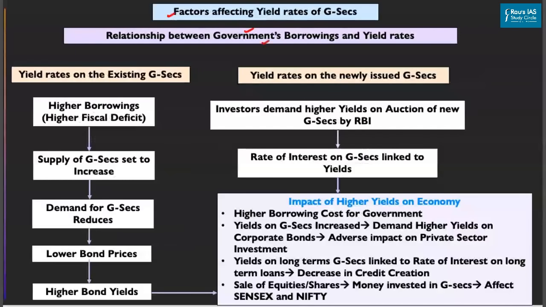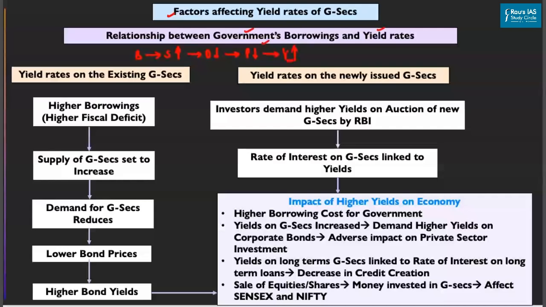So here basically how much money the government is borrowing, or how much money the government is expected to borrow, that in turn has an impact on the yield rates in the government securities. The logic is quite simple here. If the government is going to borrow more money through the issuance of government securities, obviously the supply of government securities is going to increase. As the supply increases, the demand for the government securities would reduce. Because of the decrease in demand, the prices of the existing government securities would reduce, and hence the yield rates on the existing government securities would increase.